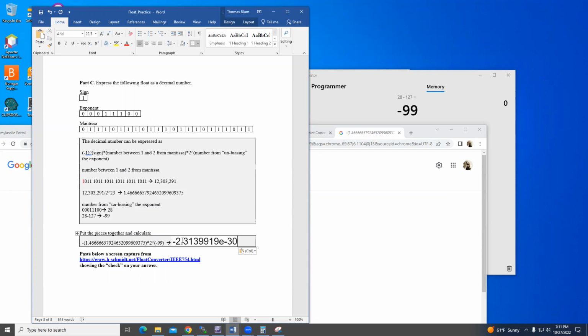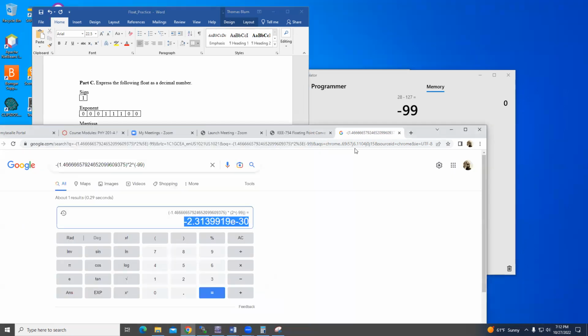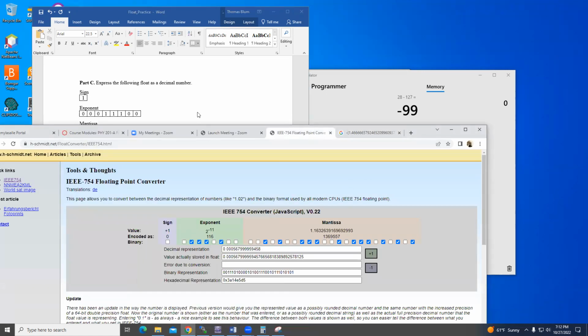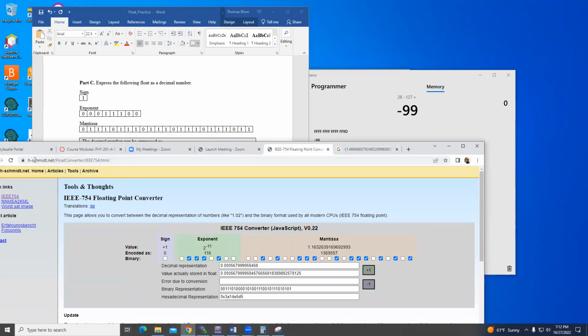E is what calculators and computers use to represent scientific notation. So that's times 10 to the minus 30. One last time, check with Herr Schmidt. And what am I doing? I'm putting in the number given. Refresh. It was a negative number.